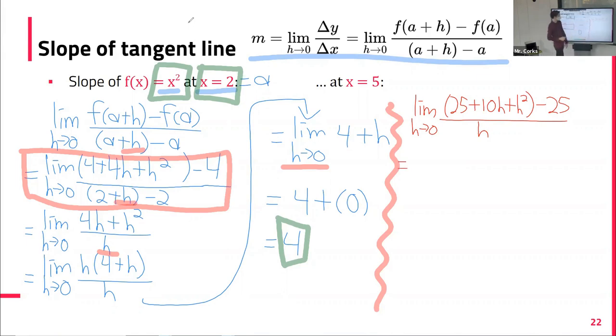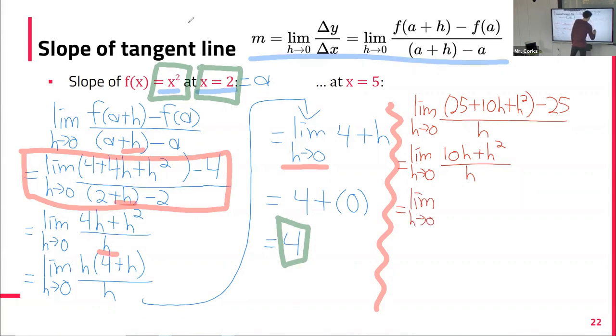Okay, so here, if we're going to simplify, same thing, just the 25 and the 25, right? Obviously, you can probably guess where this is going. So 10h plus h squared over h. Factor out, take the common factor of h out of the top and eliminate with the h on the bottom. I'll combine those two steps. Limit as h goes to 0 of 10 plus h. And then we substitute in our value of 0 for h. So 10 plus 0.